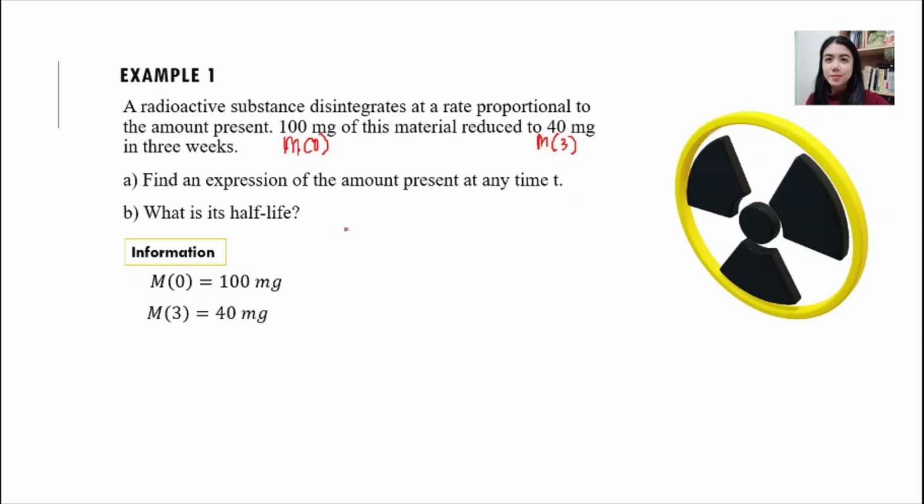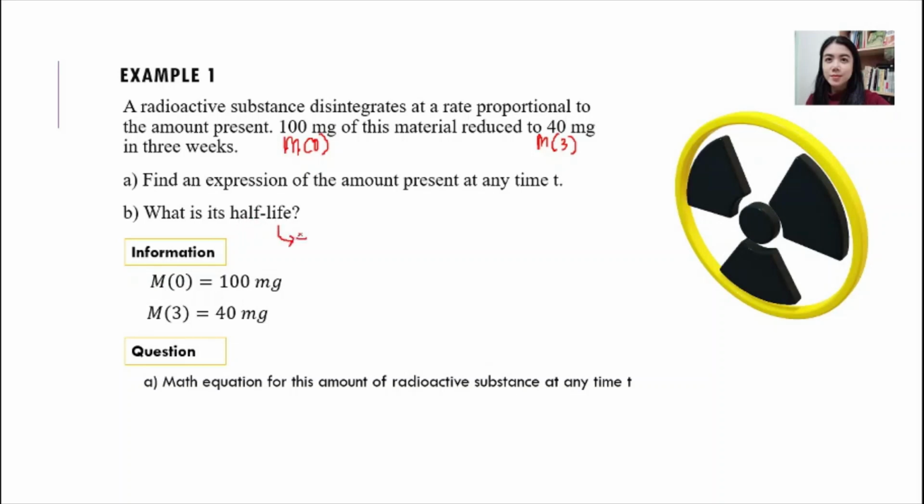Now let's just look at the questions. The questions ask us to find the expression of the amount present at any time. It basically asks us to find the mathematical equation for the amount of radioactive substance at any time t. For question B, it asks us to figure out the half-life. It actually asks us to figure out the time, so the time is a question mark. So when will the mass become half?